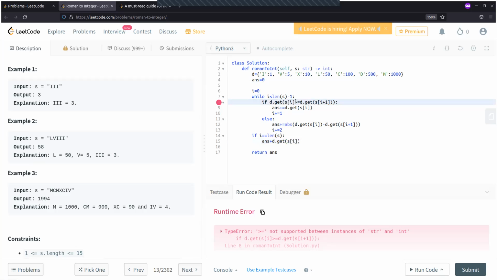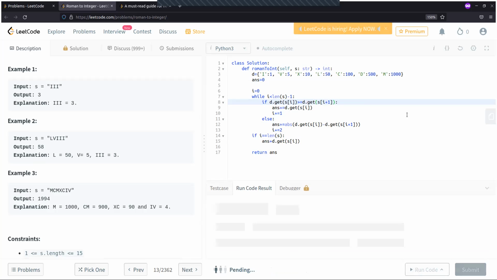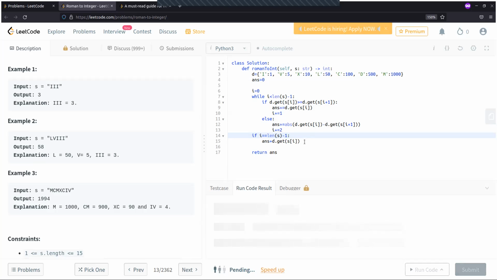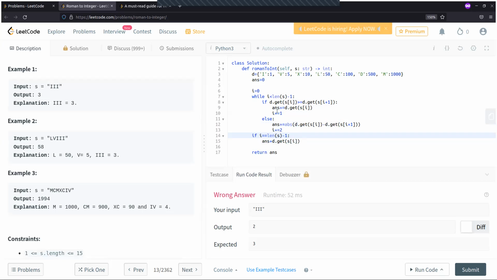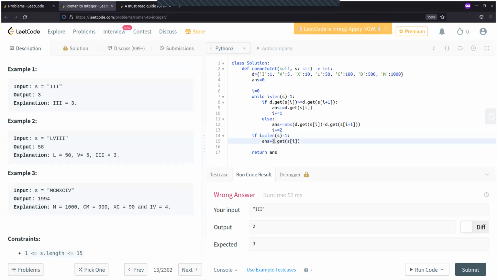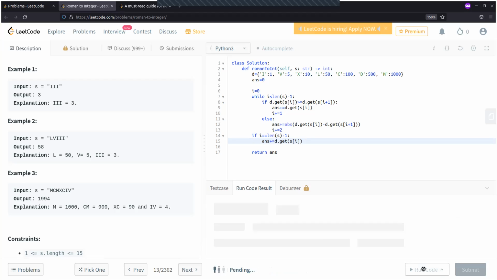Sorry, a bracket went missing. My fault. Okay, this should be minus 1 because we are iterating on minus 1 only. We have left an equal to. Okay, let us run the code.